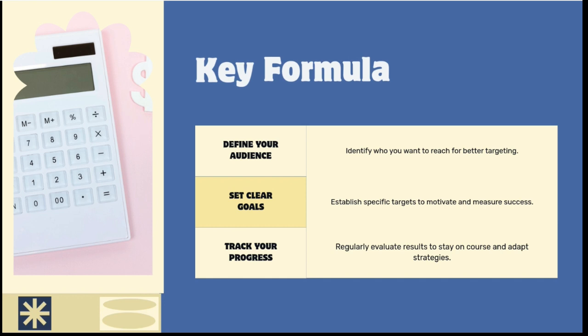That's going to be your big goal, and also this will be your motivation to keep moving forward. The third thing in your formula is to track your progress. Regularly, you have to evaluate the result to stay on course and adapt the strategy. It is very important to always track your progress to see if you are moving forward, to see if there are some setbacks, and also to see if there are some challenges that you can try to resolve as early as possible before you get stuck in your affiliate marketing journey.